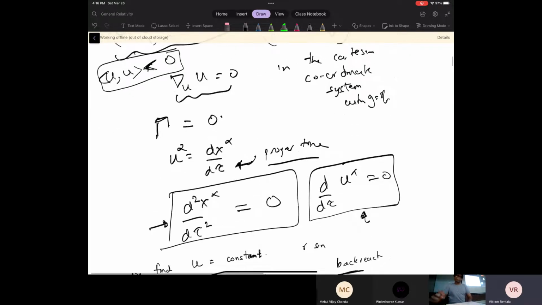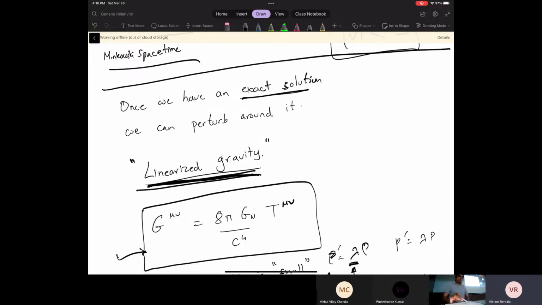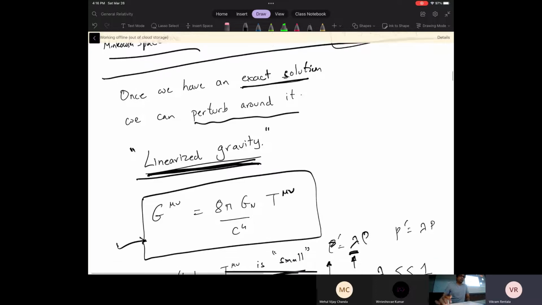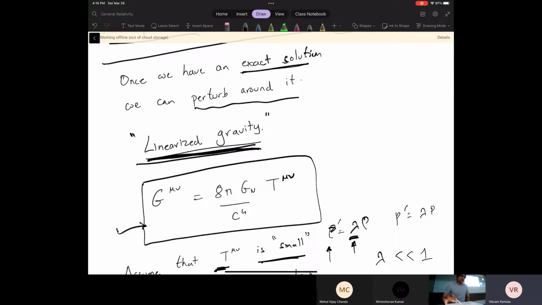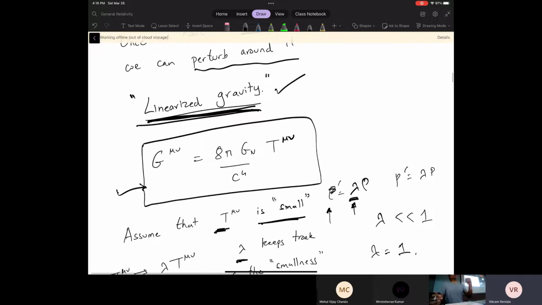Going further, what we had was an exact solution, and now we're trying to perturb around it. This you can do around any exact solution. We just looked at the simplest exact solution, which is the Minkowski metric. When we perturb around the flat Minkowski metric, we get what is called linearized gravity, or gravity about flat space-time. It's flat because the Minkowski metric has no curvature. We computed the Riemann curvature tensor and showed it is 0.